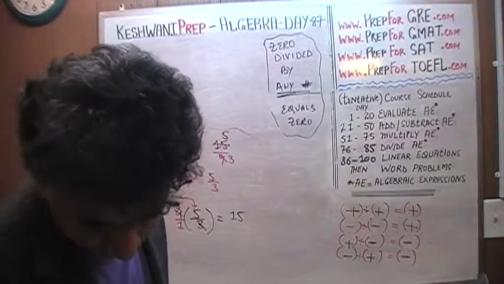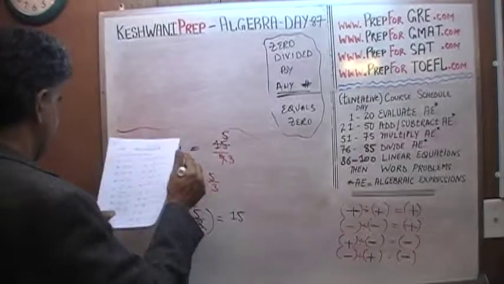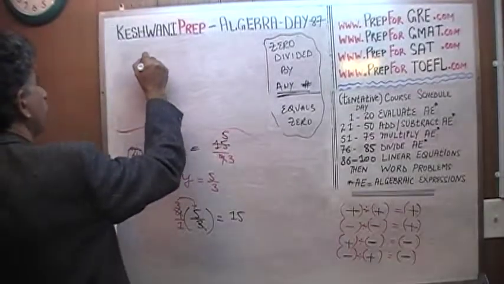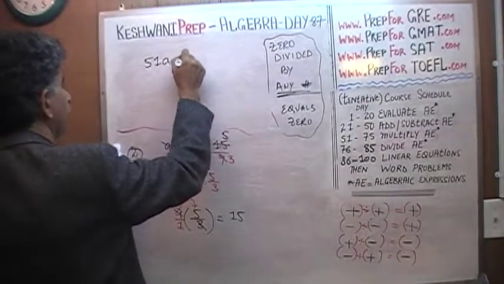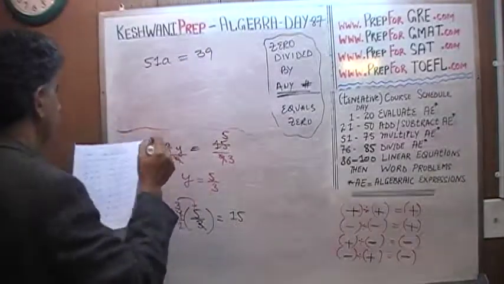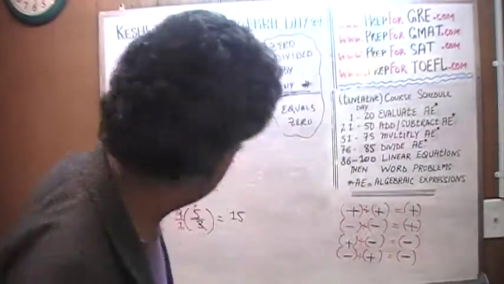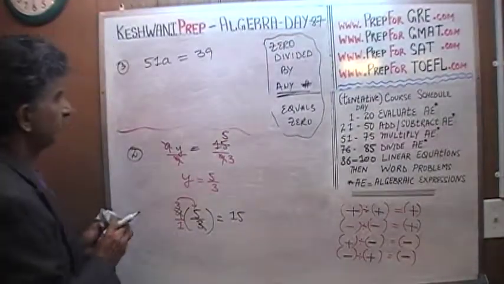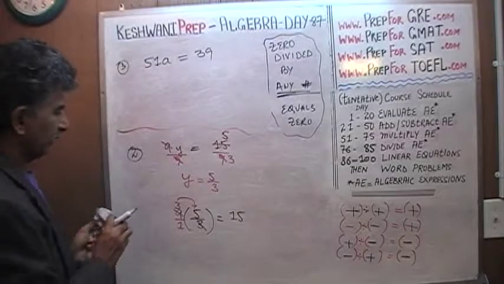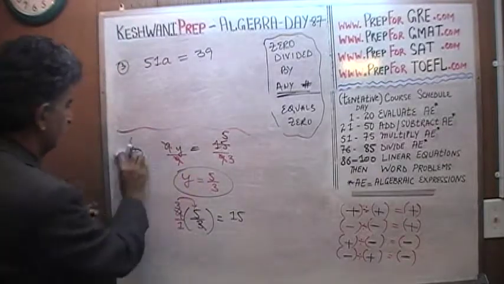Number 3, 51a equals 39. I need the room. It's getting too crowded. I'm going to get rid of the previous one. The answer for that one was 5/3.